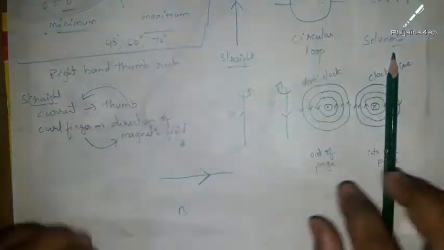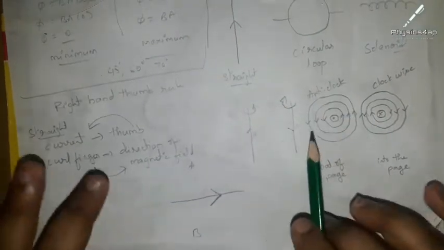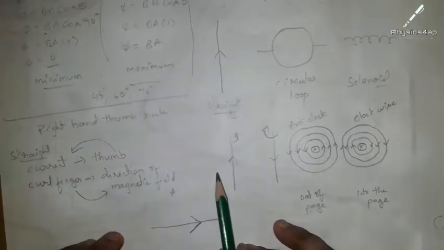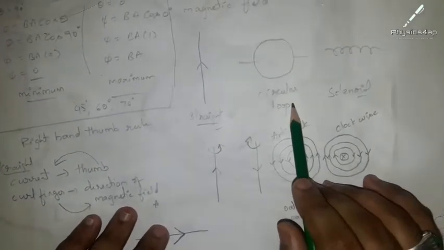Okay, so this is how to find the magnetic field direction for a straight line. Now coming next to the circular loop. How can we find it for the circular loop?